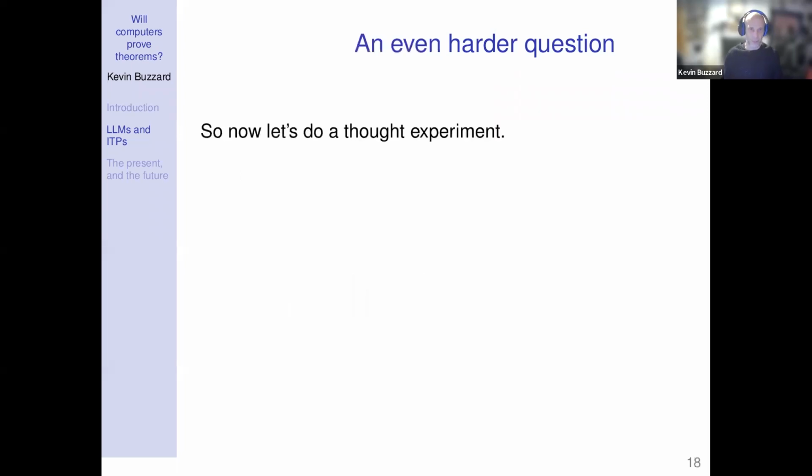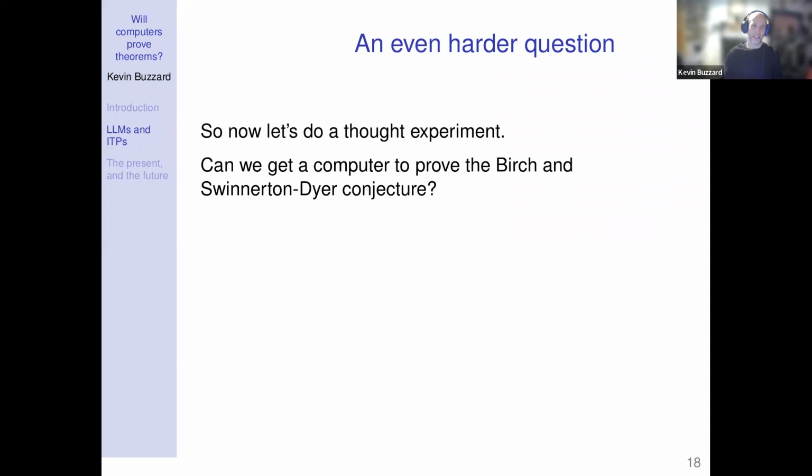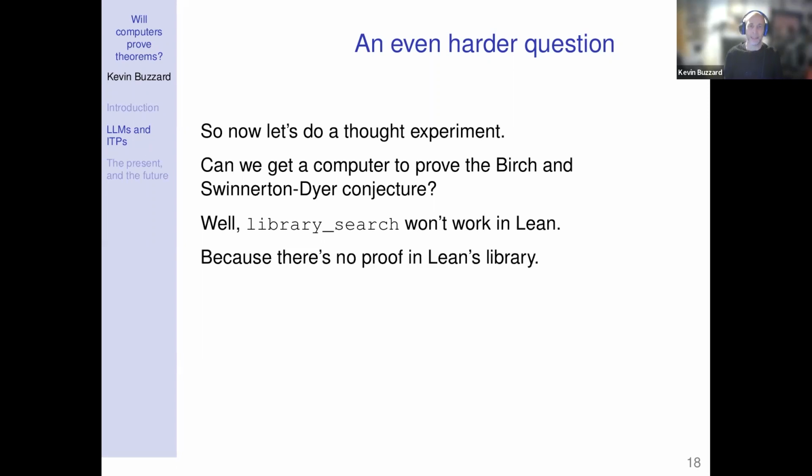So now let's do a thought experiment. Let's instead ask ourselves, can we get a computer to prove something like the Birch-Swinnerton-Dyer conjecture? You know, a harder problem. This is one of the Clay Millennium Problems. It's some statement about elliptic curves. And okay, that's sort of a reasonable question. Well, the technique I showed you, library search, let's look through Lean's maths library. Unfortunately, Lean's maths library does not contain a proof of this unsolved conjecture. And the reason is that nobody knows a proof.